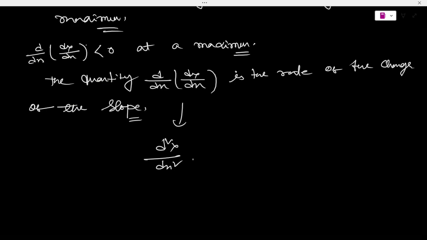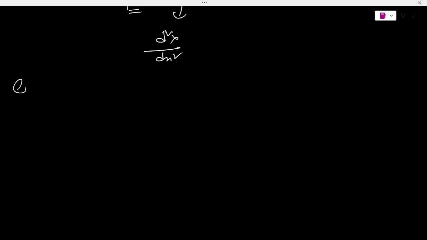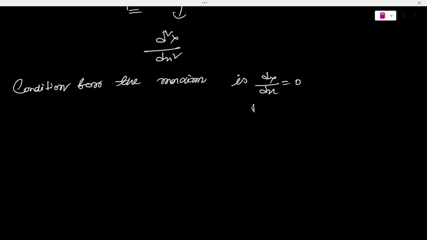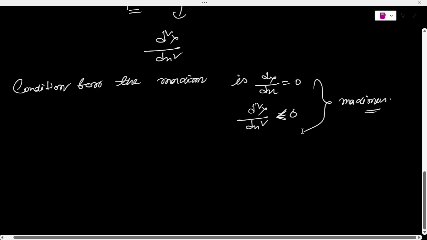So now the maximum condition. The condition for the maximum is dy by dx equal to 0 and d square y by dx square less than or equal to 0. So this is the maximum condition.